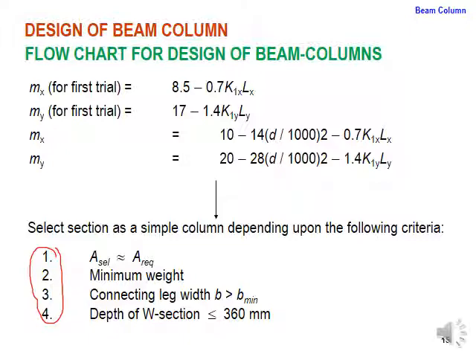The first one is obvious: your area selected should be approximately equal to the area required. The second is that the weight should be minimum. Out of all the areas selected that are very close to the area required, you have to take the section having the minimum weight. Then the connecting length B should be greater than B minimum, and the depth of the section should be less than or equal to 360 millimeter. The AISC specification specifies that the depth of the section for the beam column is considered as less than or equal to 360.